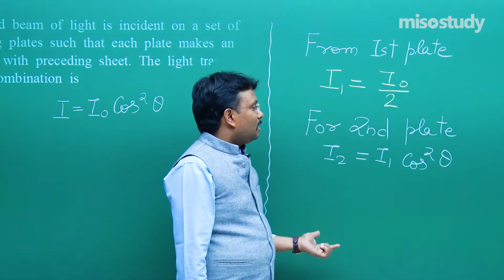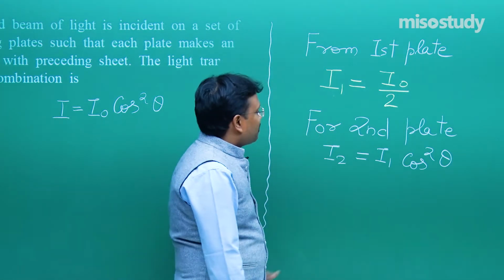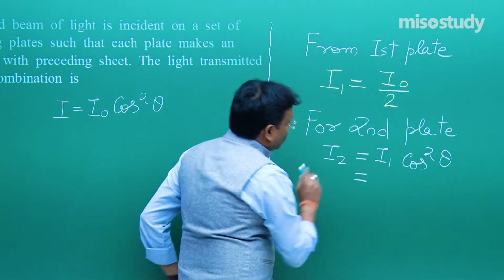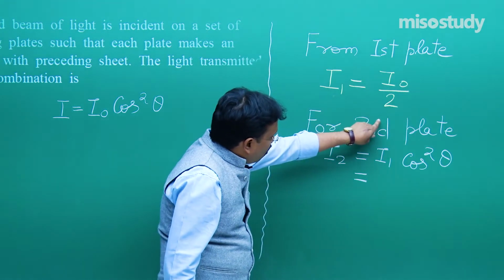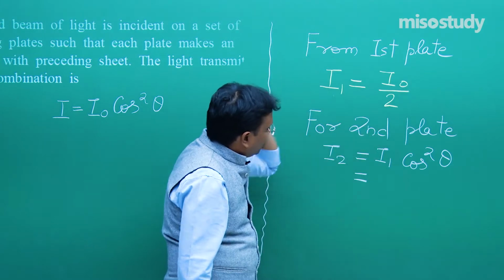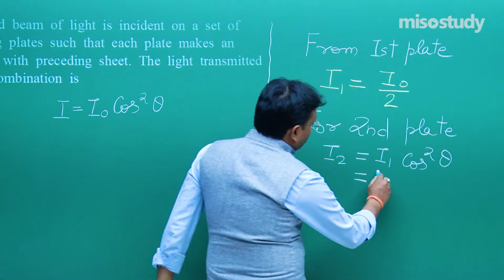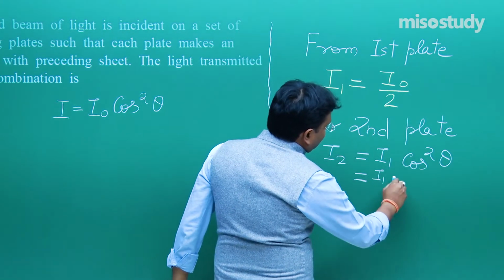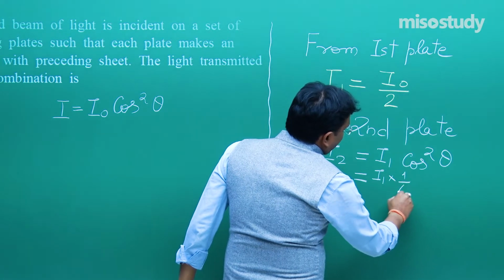I think I should write down all these steps. What I will do is use the value of I1 from here. So first, if I am writing like this, then I can say 1 by 4.